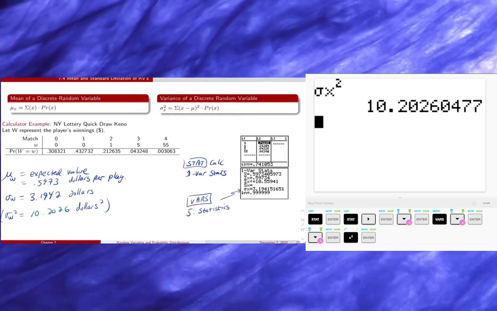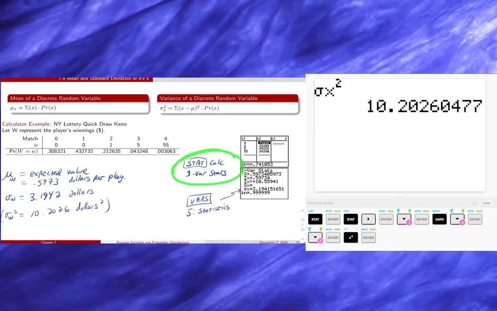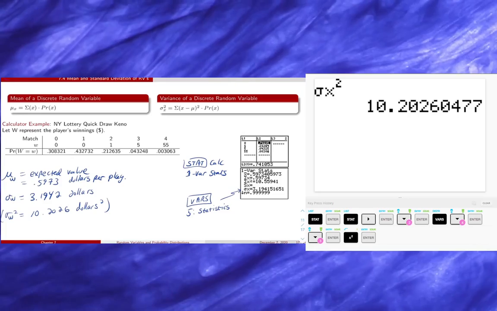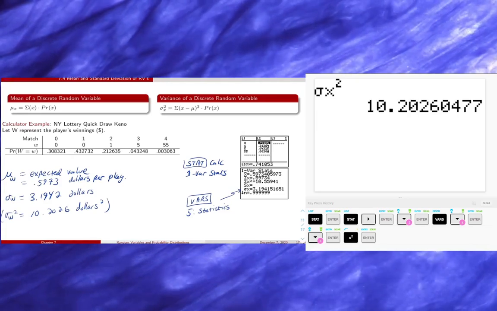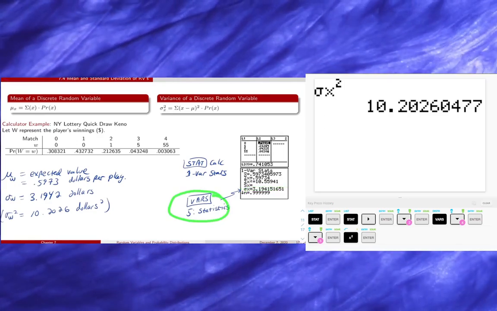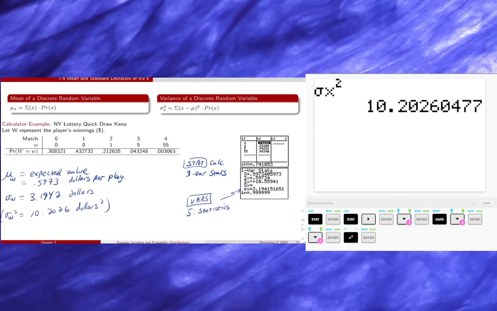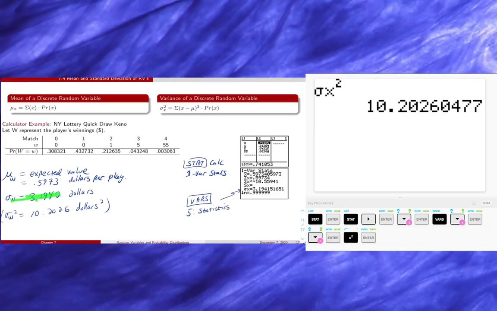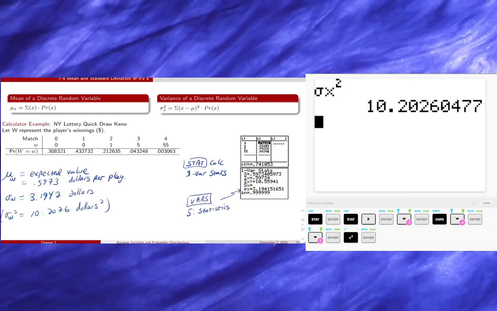So again, to get one variable stats for a discrete distribution, you need to put in L1 comma L2, and then to get the standard deviation turned into a variance, you're going to press the vars button, go down to statistics, and square this number here on the home screen. Okay?